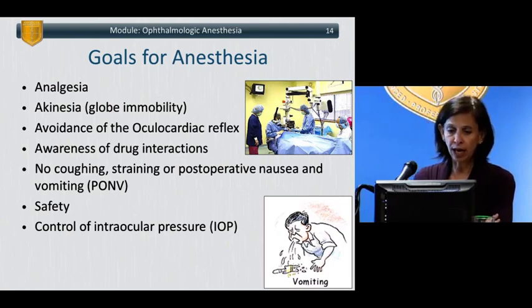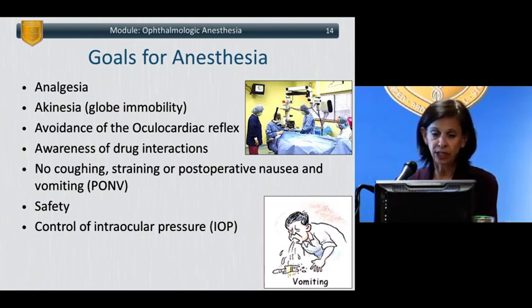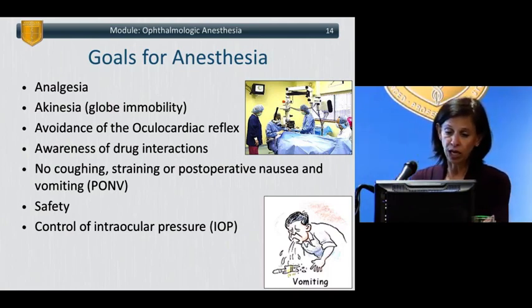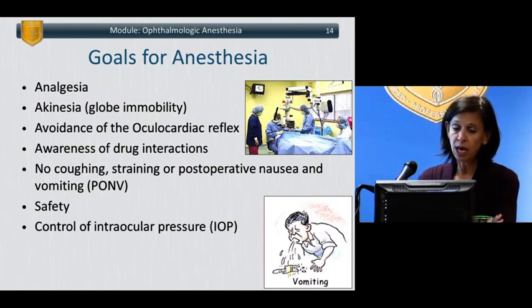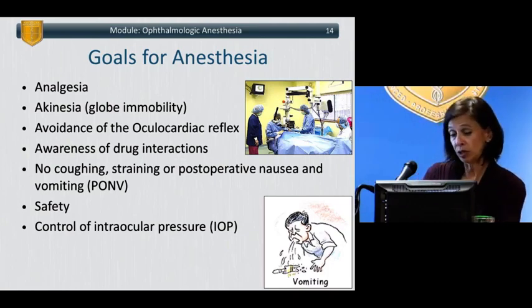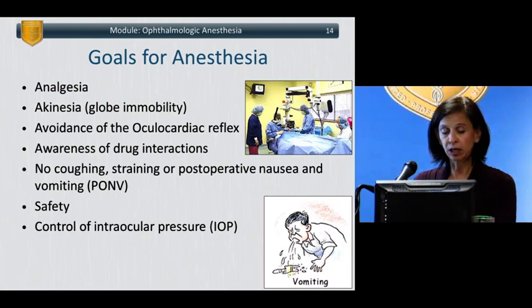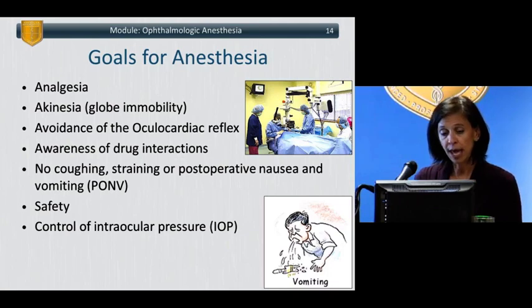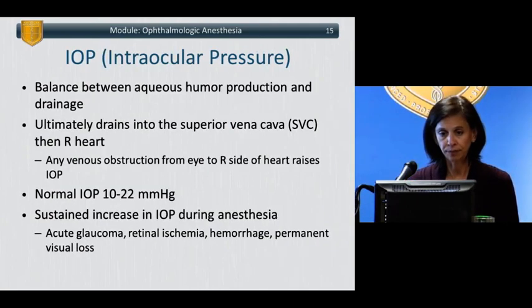Avoidance of the oculocardiac reflex. Awareness of drug interactions, because some ophthalmologic drugs can have significant interactions with drugs that you're going to be using. And that the patient is not going to be coughing, straining, or having post-op nausea or vomiting, either during the procedure itself or afterwards, because that can increase intraocular pressure and cause a problem. Control of intraocular pressure is an issue, and of course then the overall safety.